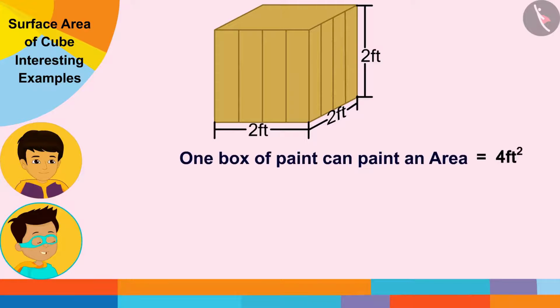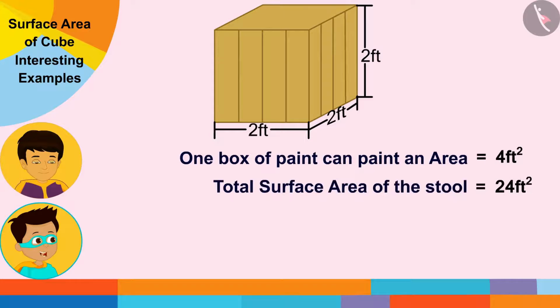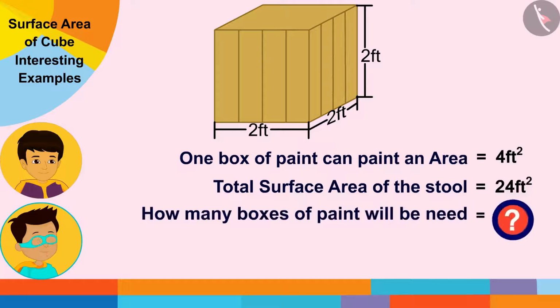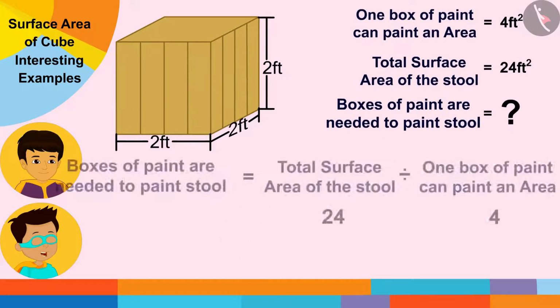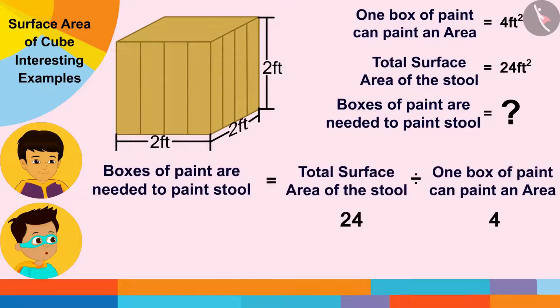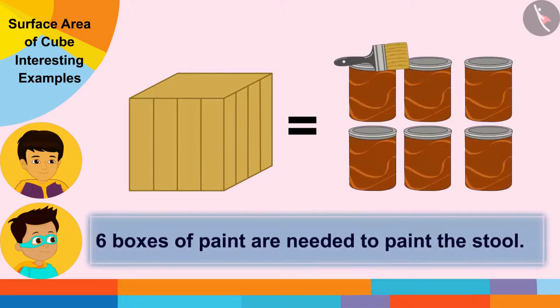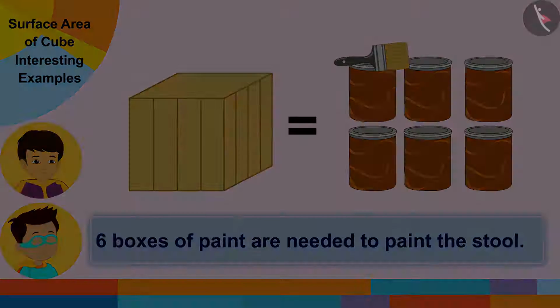Now, with one box of paint, we can paint an area of 4 square feet. So, if we have to paint the total surface area of the stool, that is 24 square feet, how many boxes of paint will we need? So, we have to divide the total surface area of the stool by 4. Look, Thomas, I got it. 6 boxes of paint are needed to paint the stool.